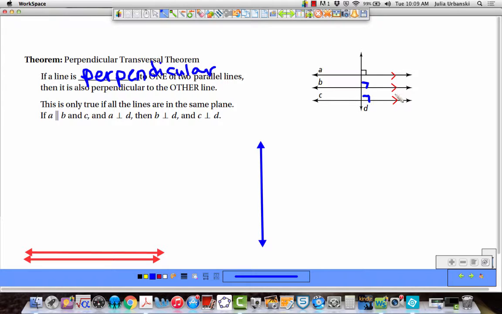So if you already know the lines are parallel, and one line comes through it at a right angle, it's going to go through all of them at right angles. Okay, so this is only true if all the lines are in the same plane. It doesn't count for if you're going off in all directions. So let's look at example 1.